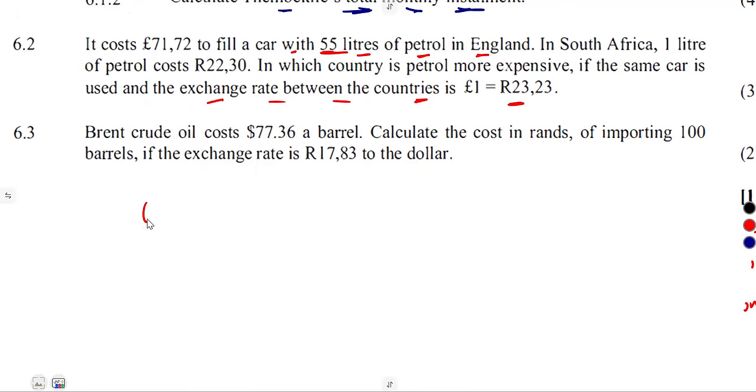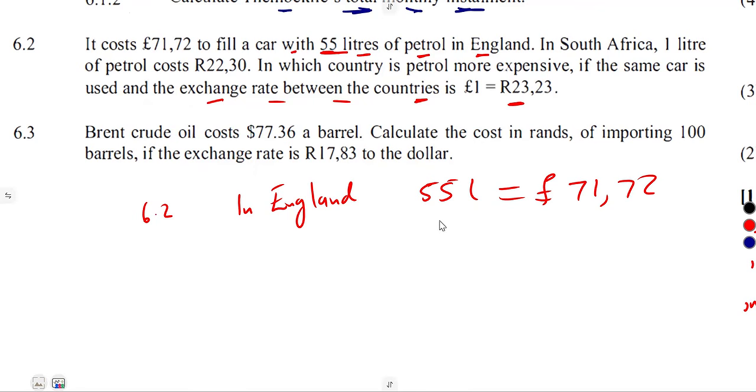23.23. Okay, so this one, guys, you can work with 1 liter, you can work with 5 liters, it's up to you. I can simply say, since in England, let's start in England, 55 liters, they cost 71.72 pounds. What about 1 liter? You can work with those 55 or you can work with 1 liter.